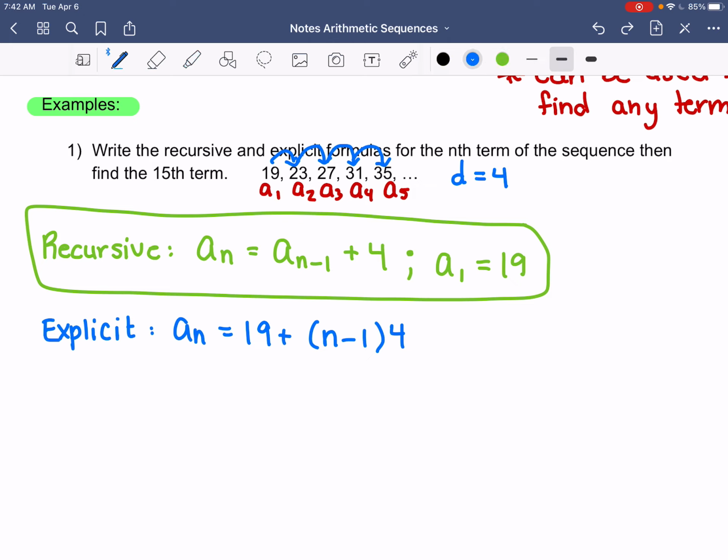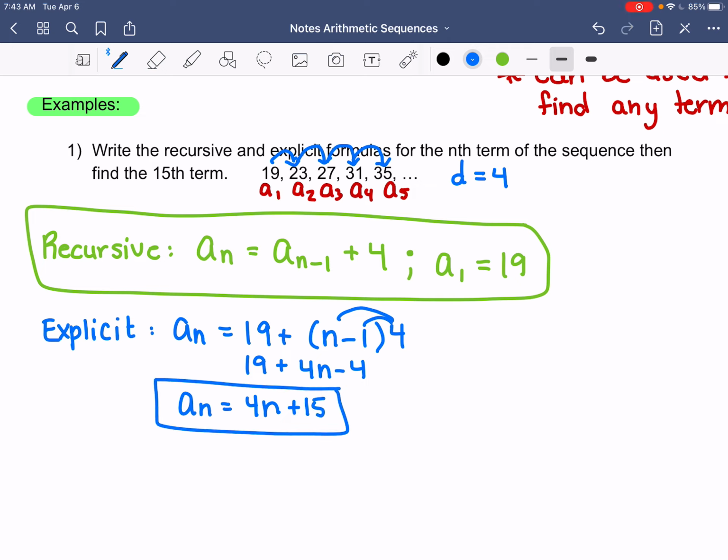All right, now I just simplify. So I get rid of my parentheses by distributing. I get 19 plus 4n minus 4. So we get a sub n equals, I'm going to go 4n first, and then 19 minus 4 is 15. So this right here would be my explicit rule, a sub n equals 4n plus 15. That's my explicit rule. The other thing that it asked me to find, the last thing, was find the 15th term.